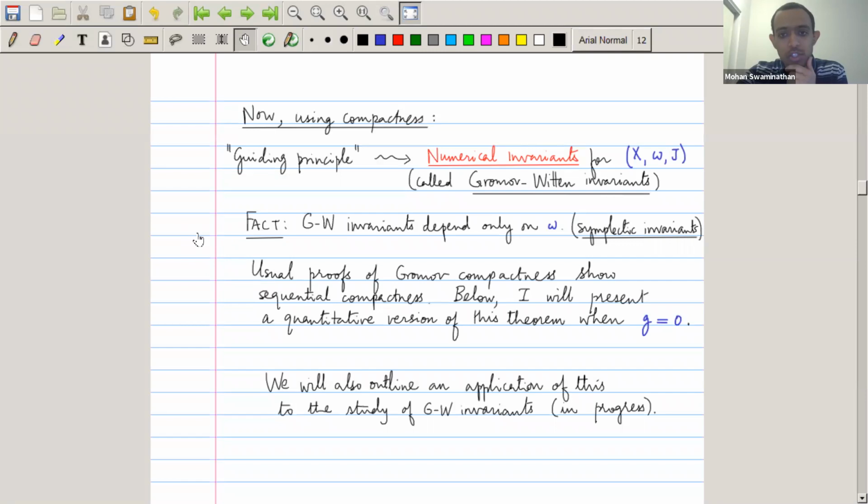Okay. So now our earlier guiding principle tells us that when we have compactness, we can define these numerical invariants for X, omega, and J, and these are called the Gromov-Witten invariants. It's a very remarkable fact that the Gromov-Witten invariants actually depend only upon omega. That is, if we fix an omega and we take any J which is tamed by it, we will get the same Gromov-Witten invariants. Not only that, we can even vary omega in a continuous family. That is, Gromov-Witten invariants only depend upon the deformation class of omega. So if you have a one parameter family of symplectic forms, then again the Gromov-Witten invariant does not change.